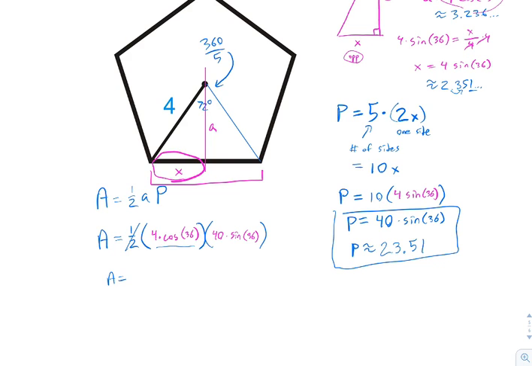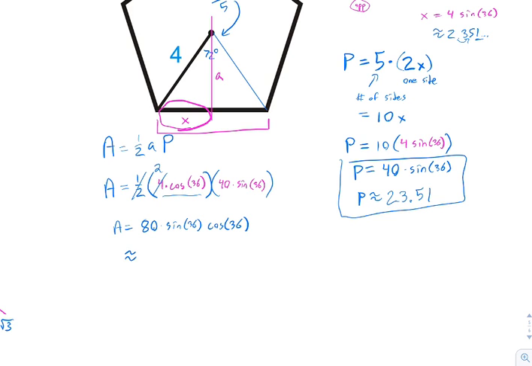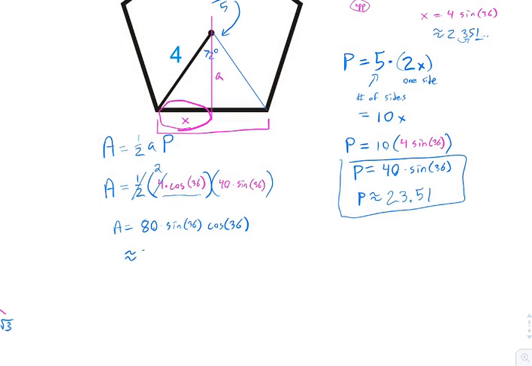Okay, so let's see. 1/2 of 4 is 2. And so 2 times 4, that gives me 80 times sine of 36 times cosine of 36. That's the exact area, and that is approximately 80 times sine of 36 times cosine of 36, and that's 38.04.